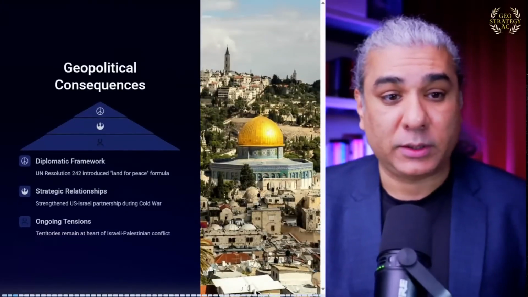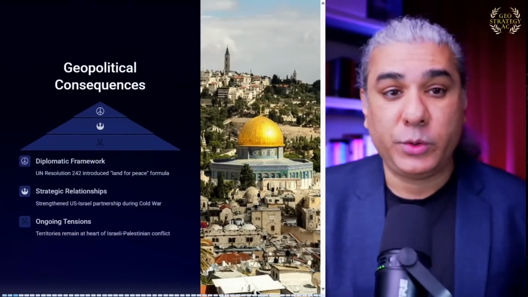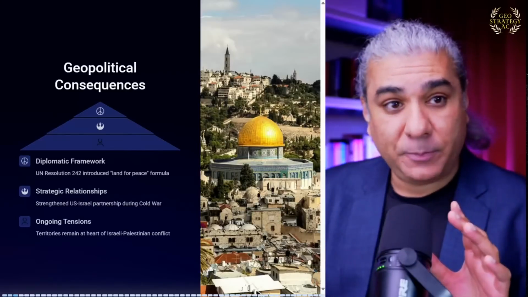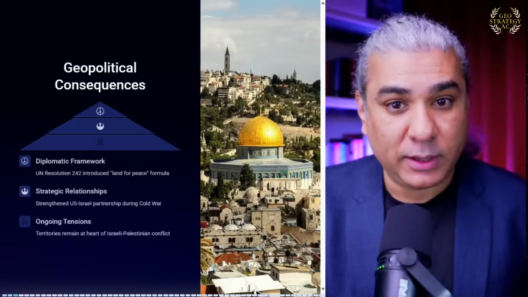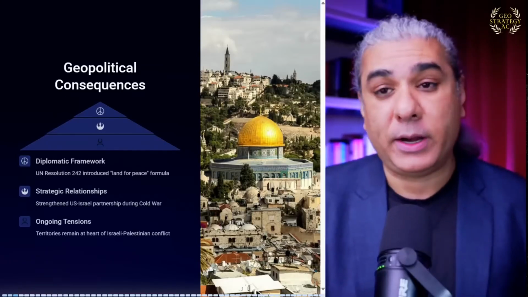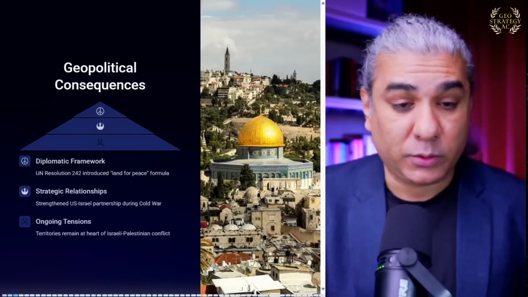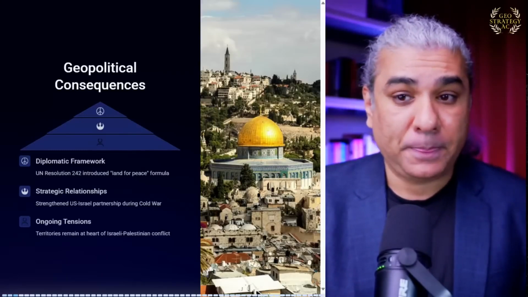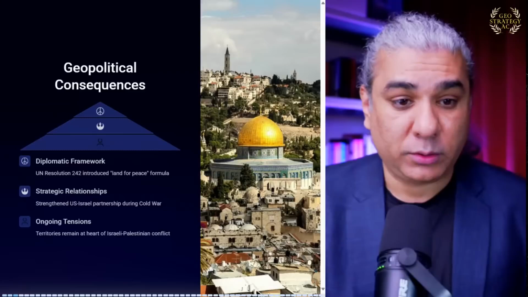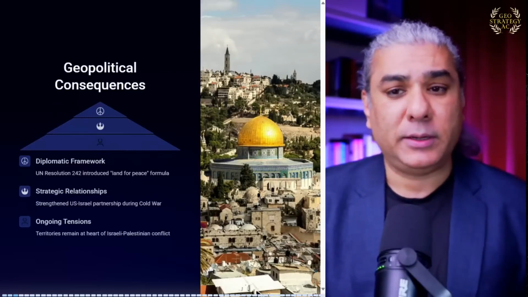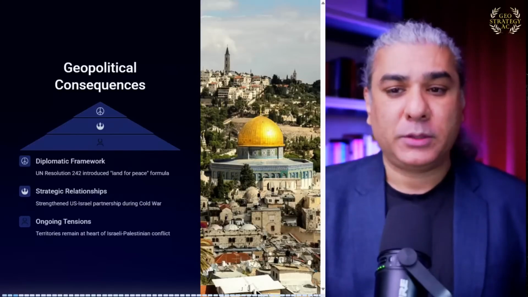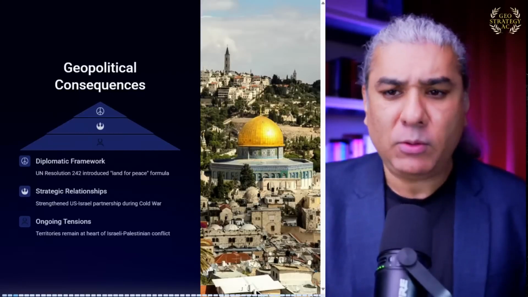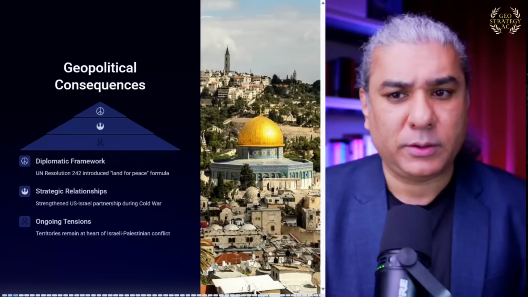First of all, there was a UN resolution 242, which introduced this land for peace formula. Secondly, Arab nationalism became a less dominant factor, and Palestinian nationalism became a more dominant factor as a consequence of this war. This war ended up strengthening the US Israel partnership. During the Cold War, the US started taking Israel really seriously after this massive military victory. And the territories that Israel captured during this war remain at the heart of the Israel Palestinian conflict that continues to this day. So, this is something that happened on this day, the 5th of June, 1967.